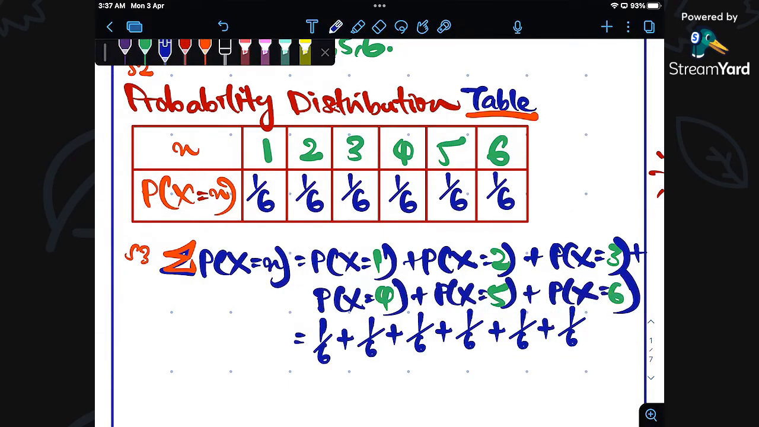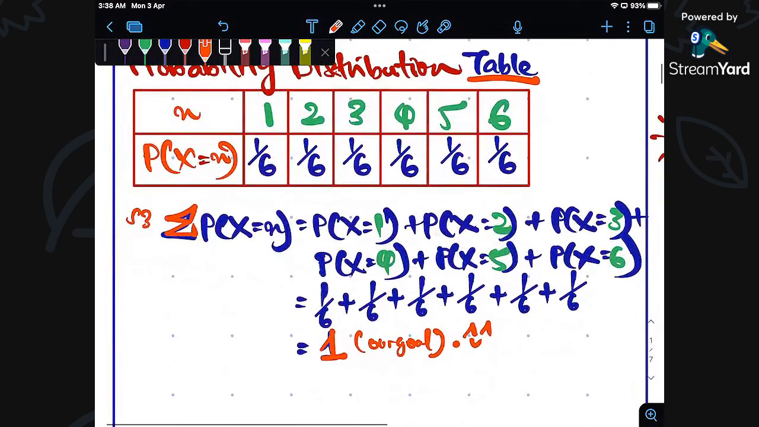Then you total them together and you will get 1 eventually. So the total probability is equal to 1, and that is our goal. When we get the summation of the probability equal to 1, we are so happy. When we are happy, we can do the conclusion.